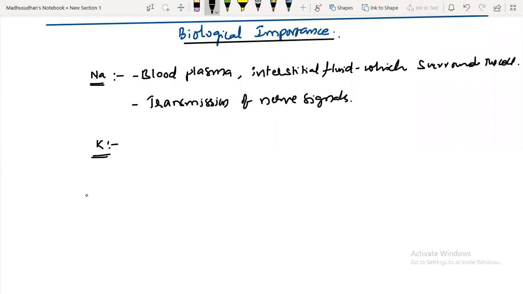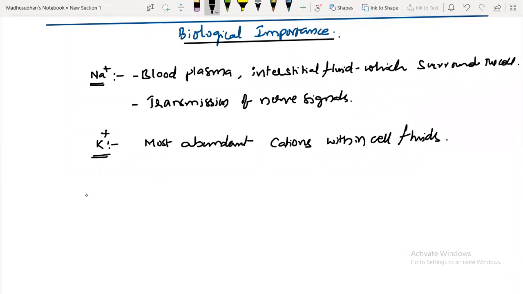Potassium ions are the most abundant cations within cell fluids. You can take potassium ions as cations here, and also sodium ions. Potassium is also helpful in the activation of enzymes.